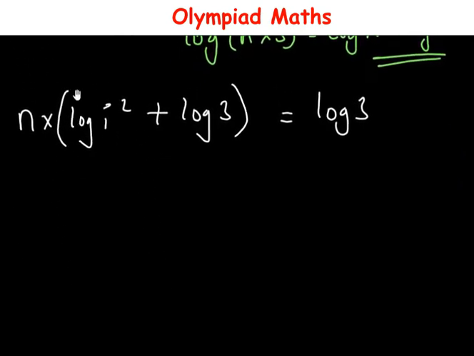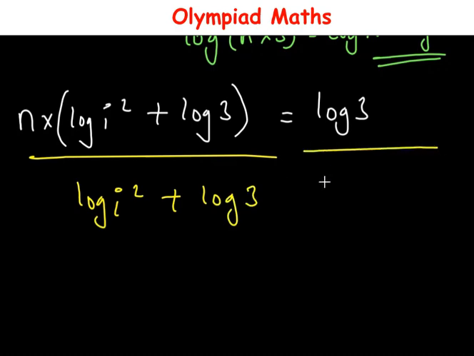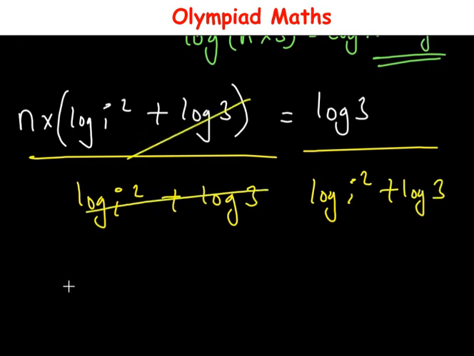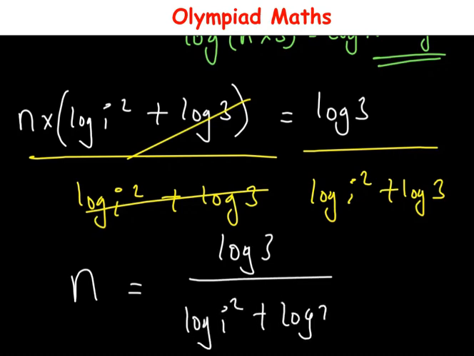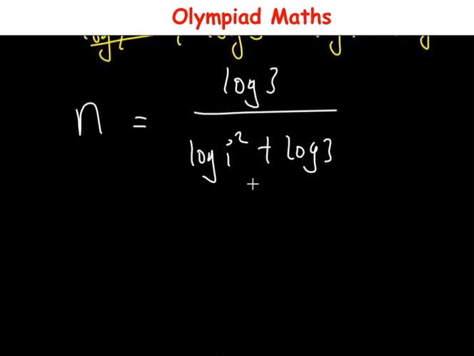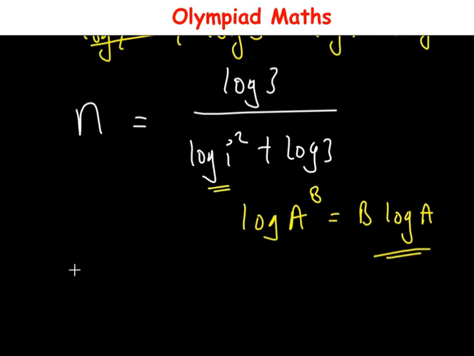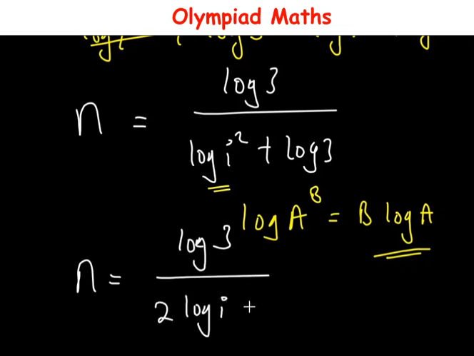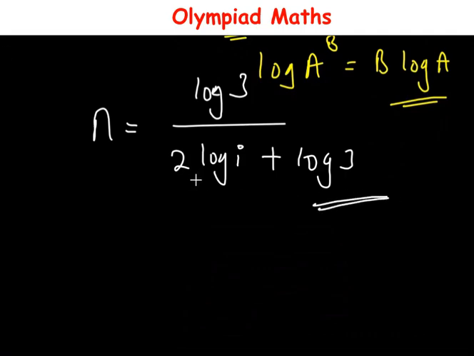Now at this junction, to solve for n, we are simply going to divide both sides by log i squared plus log 3. So divide by log i squared plus log 3. On doing this, this cancels this. We have that the value of n is equal to logarithm of 3 all over log i squared plus log 3. So from here, we can also apply this rule of logarithm, that if you have logarithm of a raised to power b, this equals b times logarithm of a. Applying this right here, what we have as the value of n is then equal to log 3, divided by, the square becomes 2 times log i, then we have plus log 3, such that this is the final value for the solution of n.